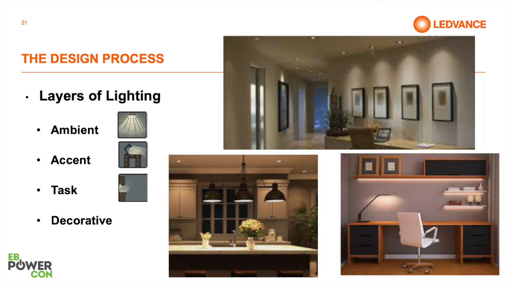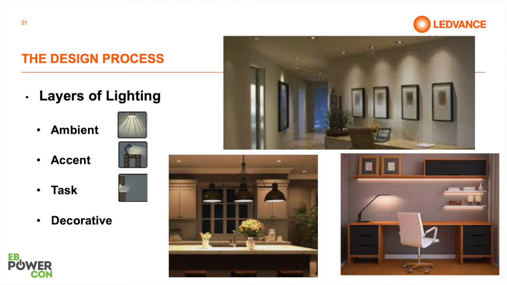Layers of light is really important in the lighting design process. There's ambient light, accent light, task lighting, and decorative lighting. Ambient light, if you look at the picture, is the general light. In this picture here, the ambient light would be the pot lights in the top picture. Accent lighting would be the lighting that's highlighting the different paintings or the artwork along the walls. Task lighting could be at your desk. And then, of course, decorative lighting.